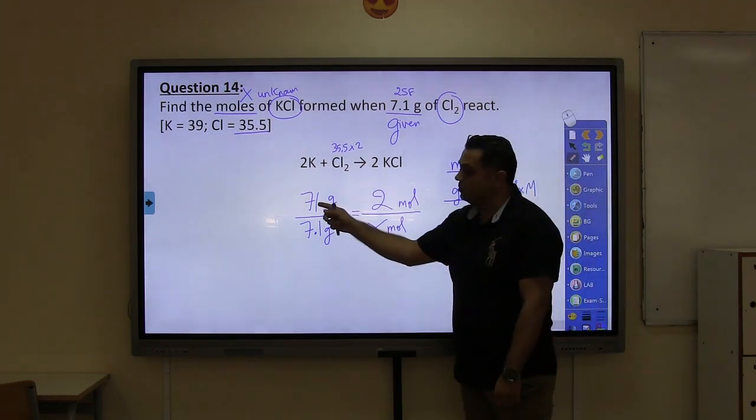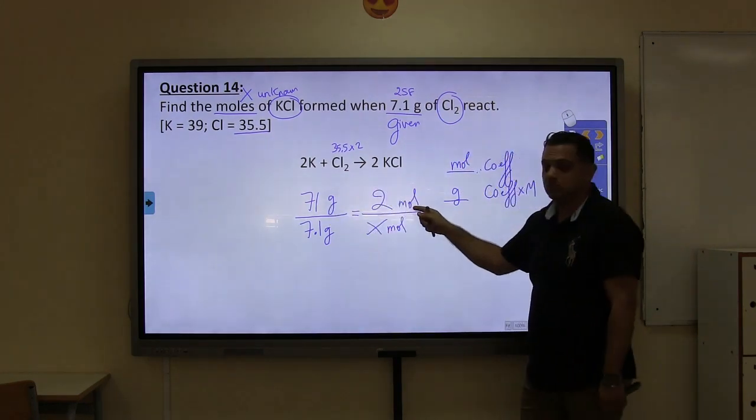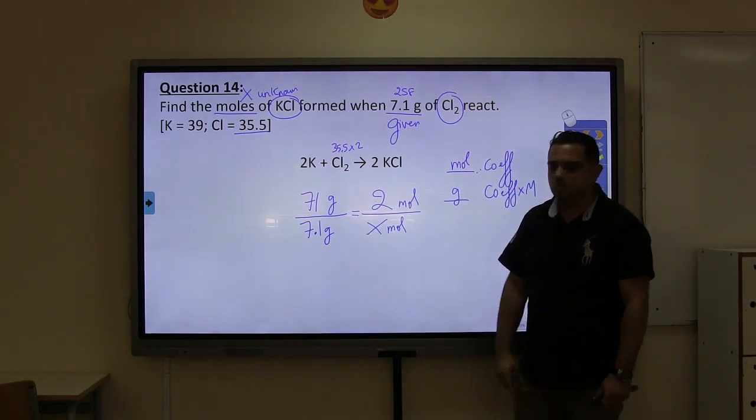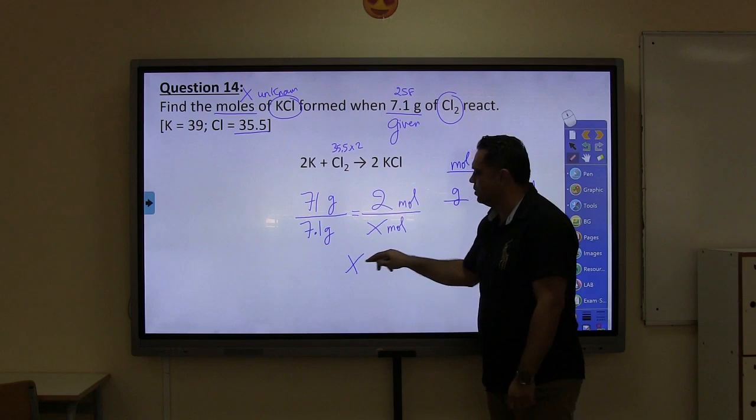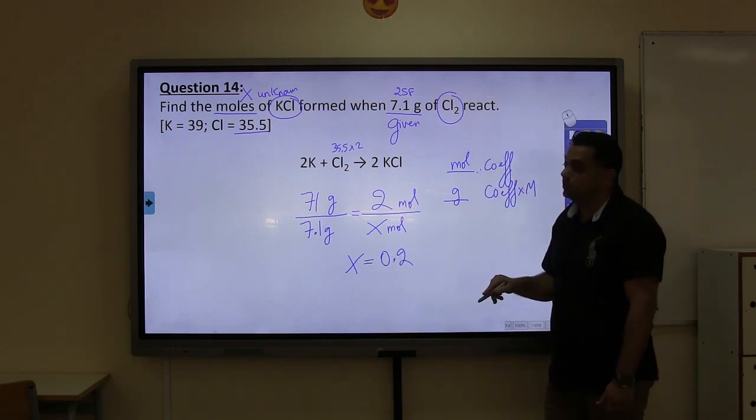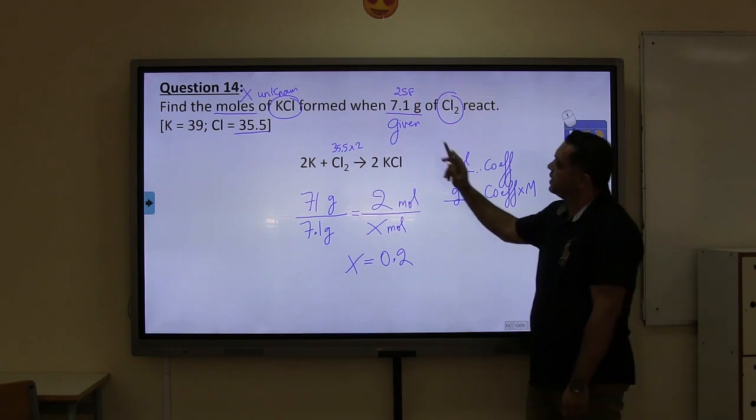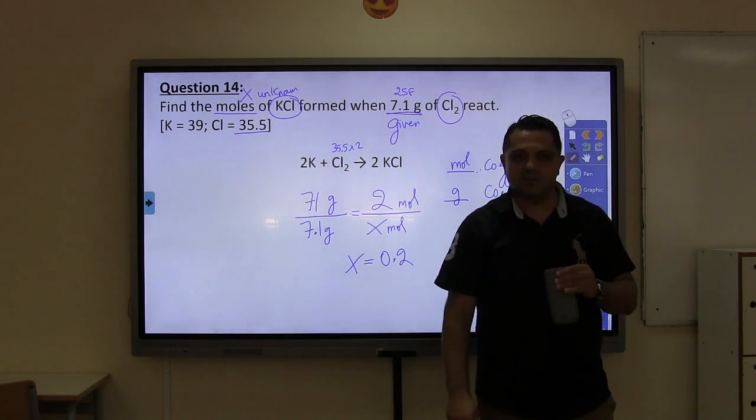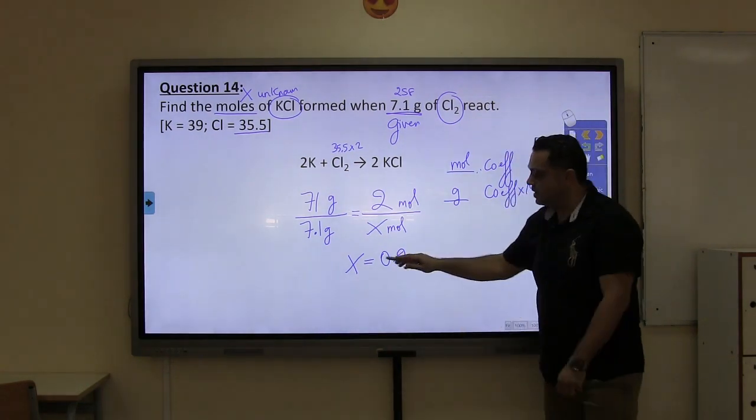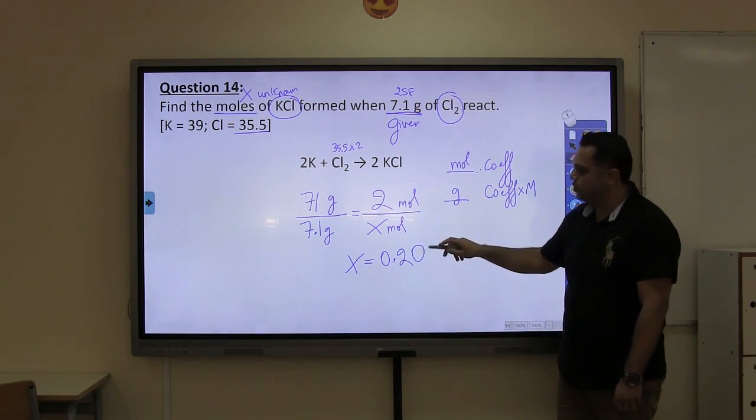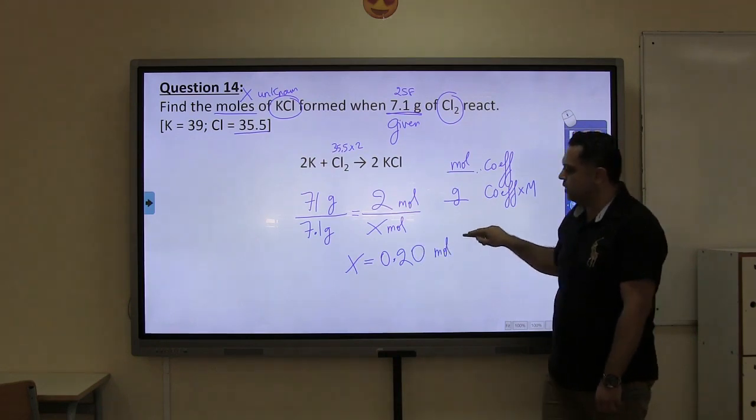So 71 will give 2. 7.1 will give what? Will give 0.2. So we don't even need to make the calculation by using the calculator. So 0.2. But don't forget that the given is 2 significant figures, and my answer should be 2 significant figures. So the final answer is 0.20, and then we put the unit, which is mole. So 0.20 mole.